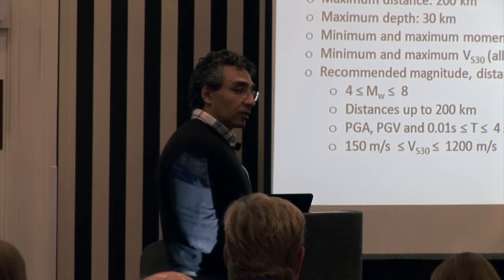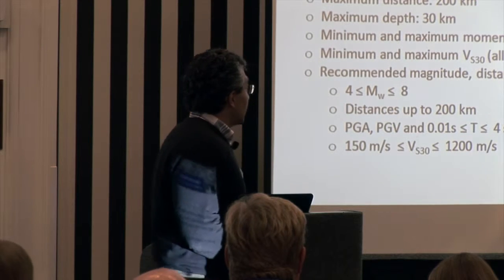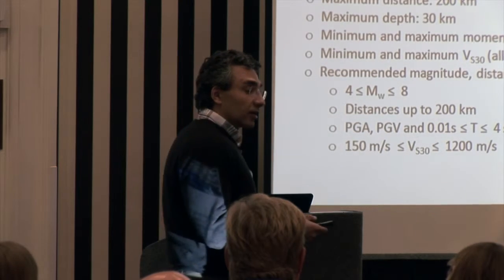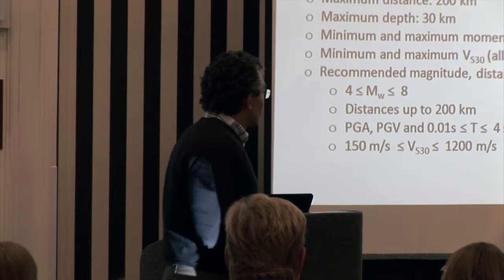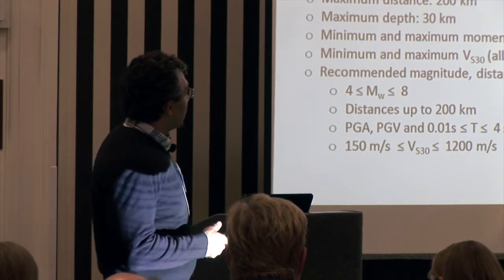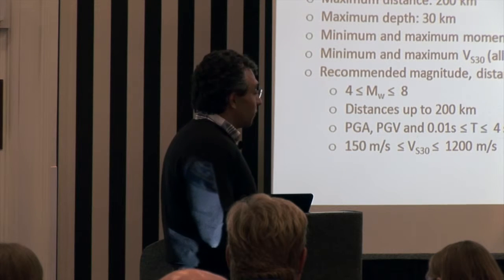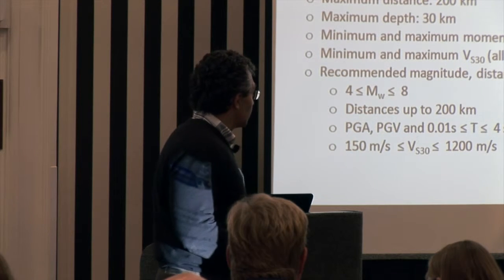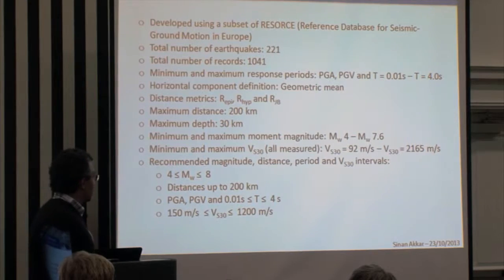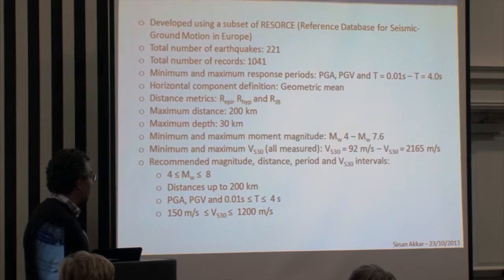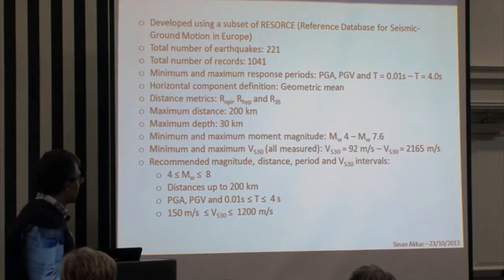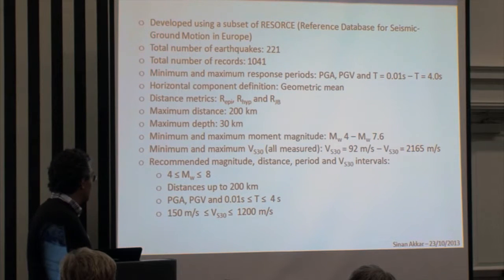Based on a previous study by Julian Bommer and myself, we developed a model, actually 3 models, and they use different distance metrics: Repi, hypocentral distance, and Joyner and Boore. So the first 2 are point source distance measures, and the last one represents the extended source distance metric. The maximum distance is 200 kilometers. The maximum depth is 30 kilometers.